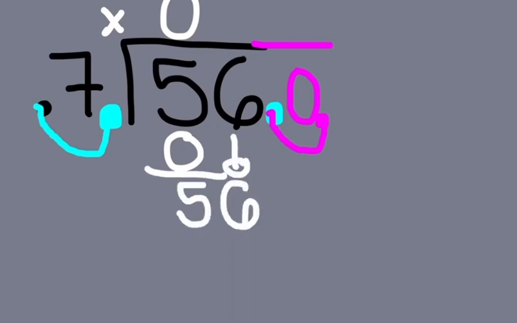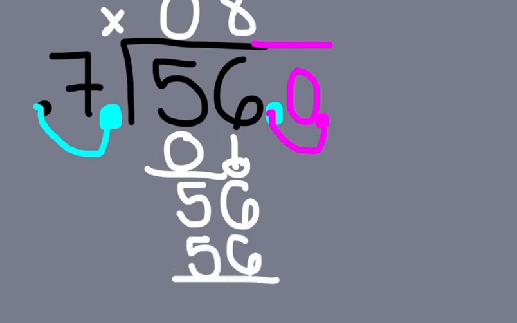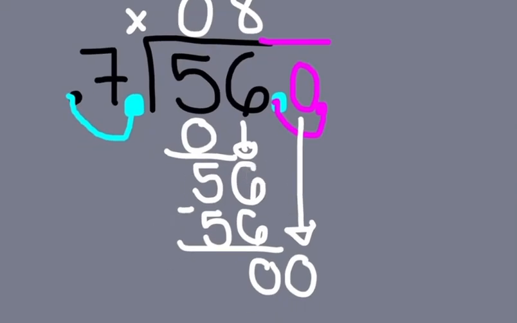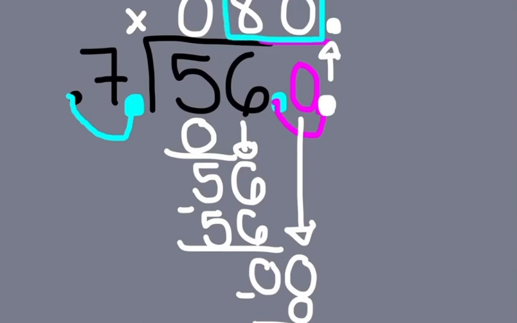Bring down my 6. Okay, now how many times can 7 go into 56 without going over? It can go in there 8 times. 8 times 7 is 56. Subtract. Remember, if you have a 0 up here or you have a number up here, you have to bring it down. And how many times can 7 go into 0? Well, 0 times. You subtract, you get nothing, you're done. And wherever your decimal ended in your dividend, it has to go to the same place in the quotient. So your final answer is just a plain old 80.